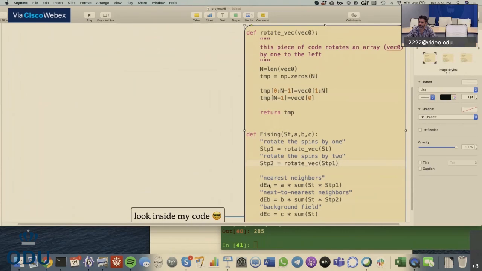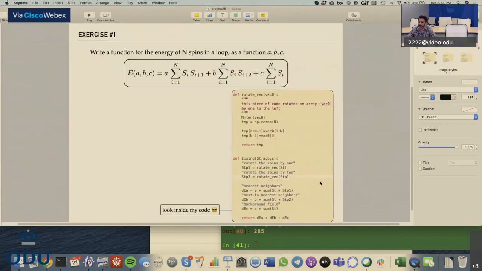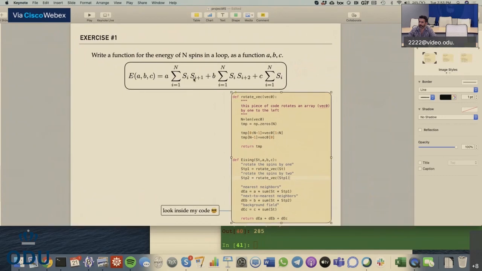And so dA is just equal to A times the sum of the product of ST times ST plus 1, right? And that's giving me this term. And you see, I could have done this also with a for loop, but this actually is much faster. So in Python, these routines for summing and products of arrays are much faster than for loops.